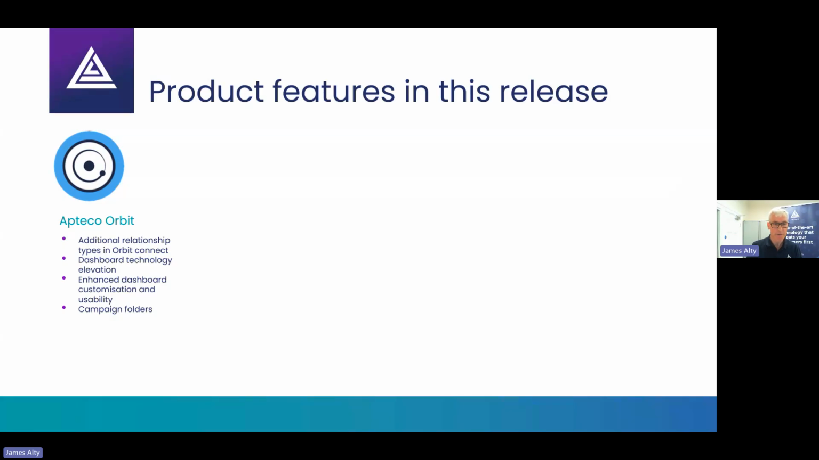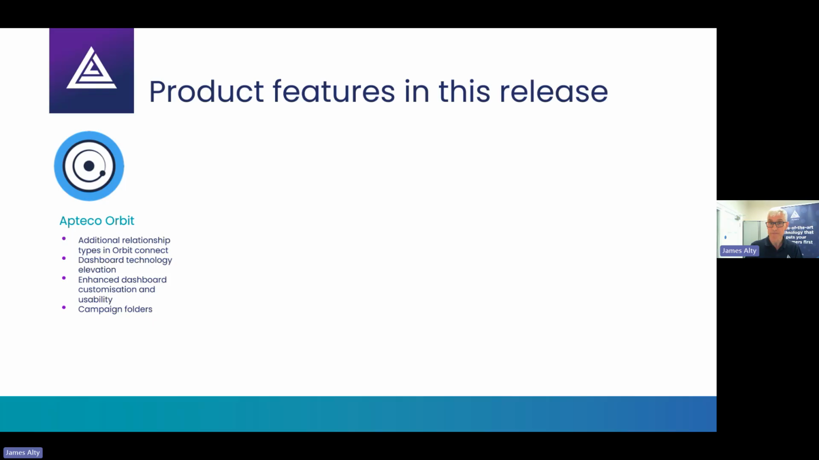We have a variety of topics, as has been typical recently. I'm going to start with Apteco Orbit, our beautiful end-to-end web tool. I'm going to show you some of the developments in Orbit, including extensions to the data model in Orbit Connect, where you define your Apteco system. We'll mention some of the improvements to the dashboard technology elevation, which I showed at the last webinar, which we've deployed live, and we've got some refinements that have come in the recent sprints.